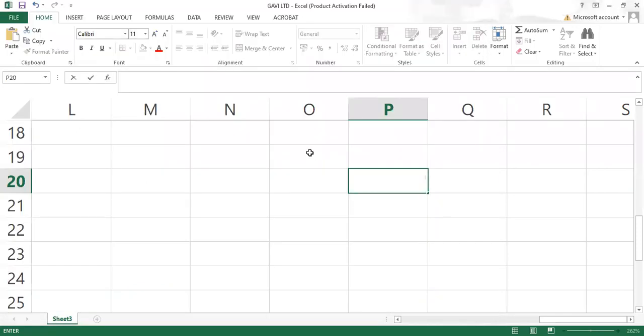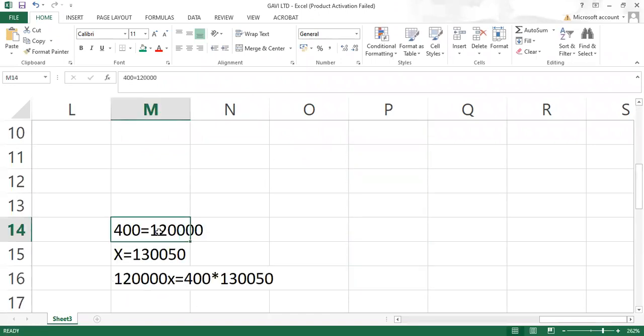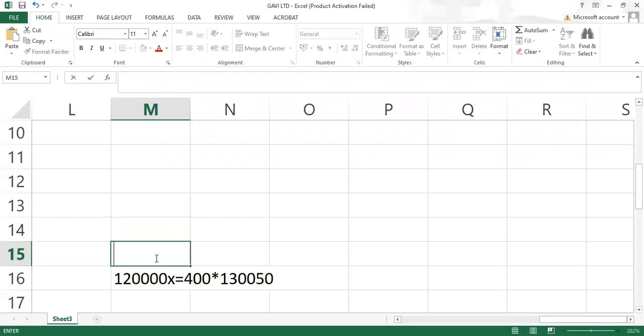What is the highest activity level there? 200,000 units of production. And what is the cost for that?